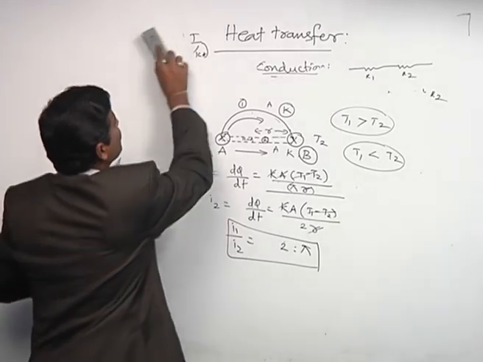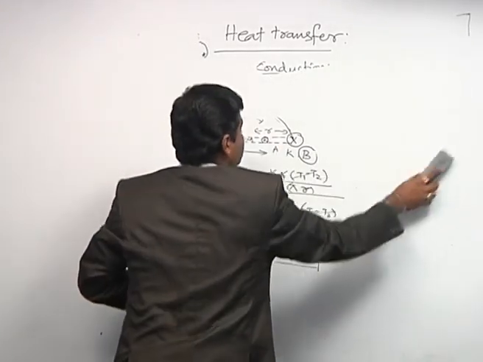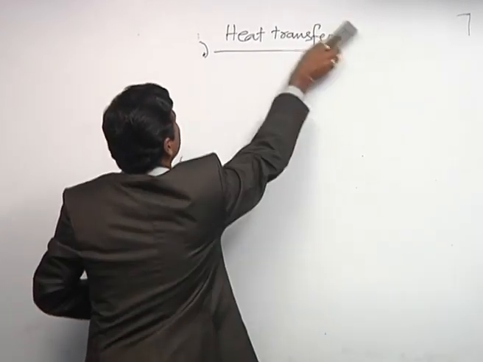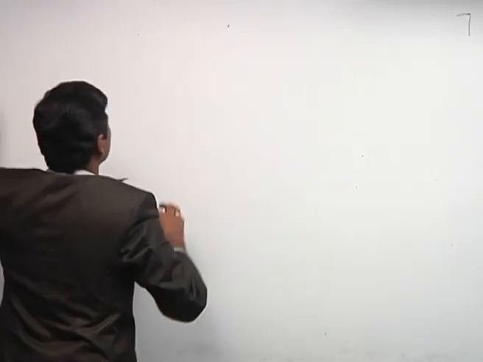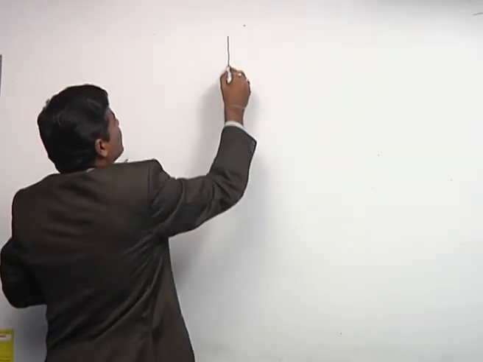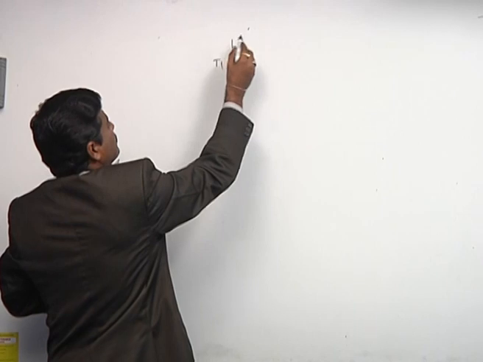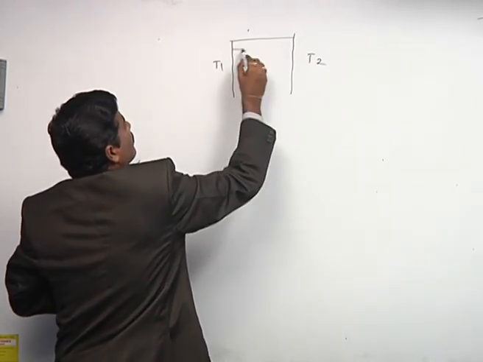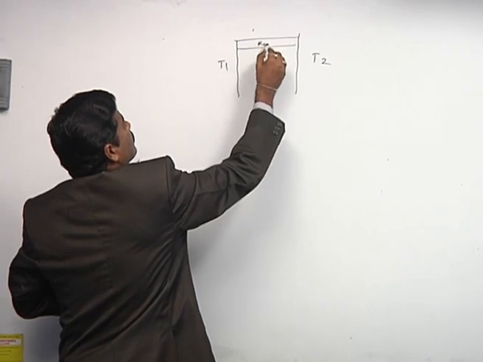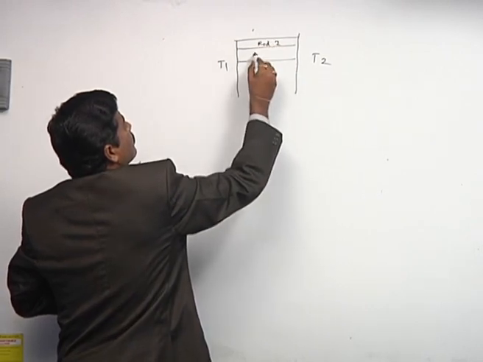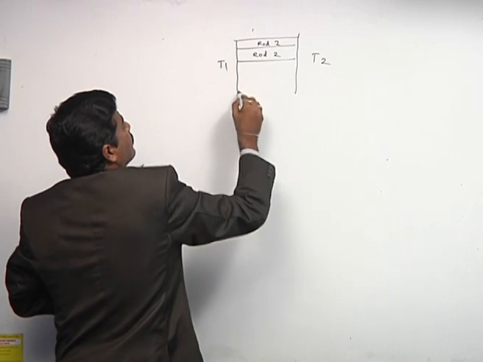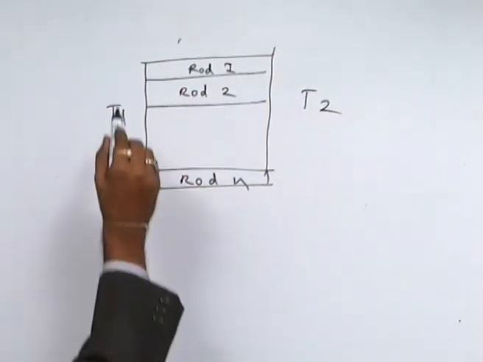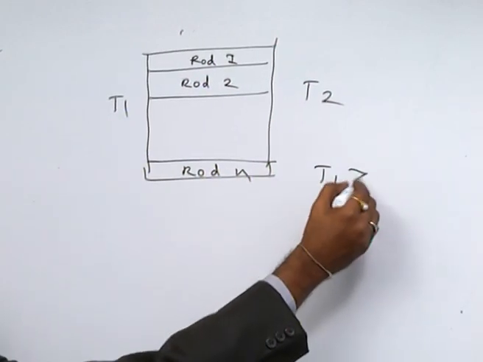So this is about the series combination of these conductors, and the parallel combination we are going to discuss now. One end is maintained at T1 and the other end at T2. This is metal rod 1, and this is another metal rod 2. That way, if n metal rods are connected, here T1 is greater than T2.